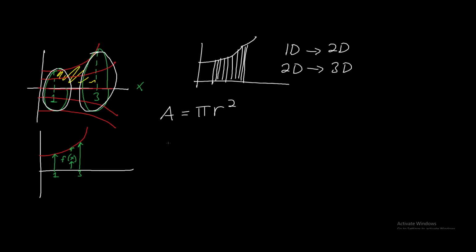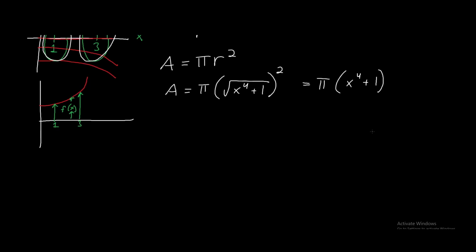So now let's find an expression for area. Our area is just going to be pi times r squared. Our radius is just our function, so that's the square root of x to the fourth plus 1, and we're going to square that. And that is just going to give us pi times x to the fourth plus 1. So that's pretty much it. The difficult part of this is the conceptual understanding of what exactly is happening. You just have to understand that we're adding up lots of circles, 2D pieces, in order to get a 3D integral out of it.